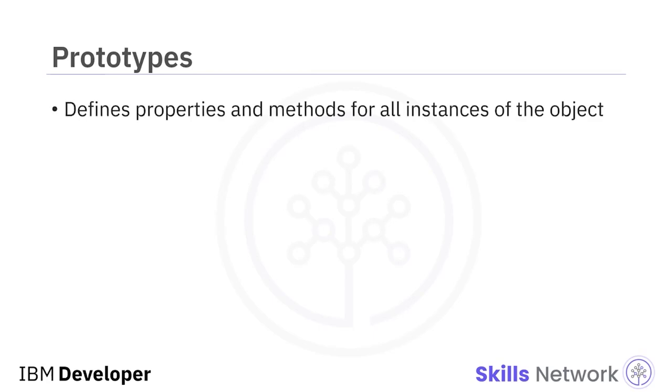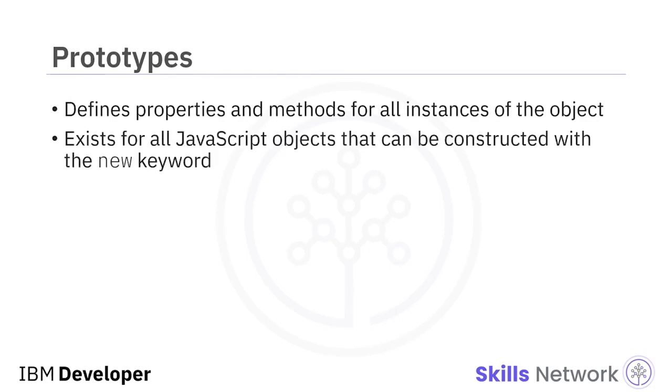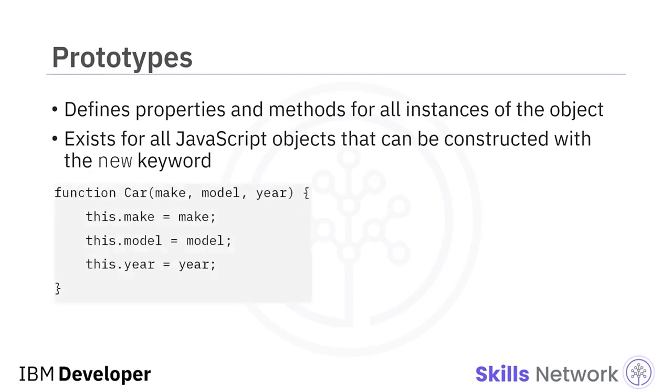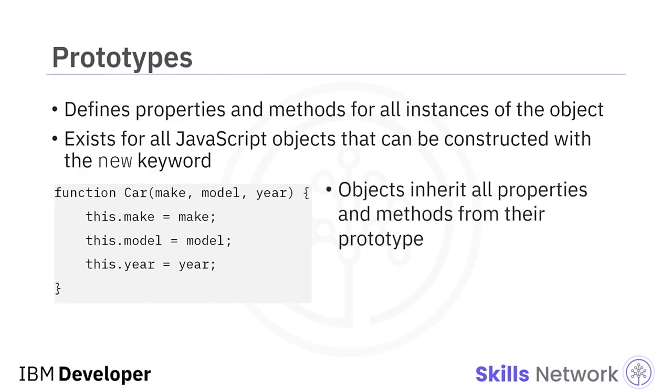Prototypes allow you to easily define properties and methods for all instances of a particular object. All JavaScript objects which can be created with the new keyword inherit properties and methods from a prototype. For example, the car object we created previously inherits the make, model, and year properties from the constructor function, which are implicitly defined in the car prototype. When a car object is created, that object inherits all the properties and methods that are defined by this prototype.